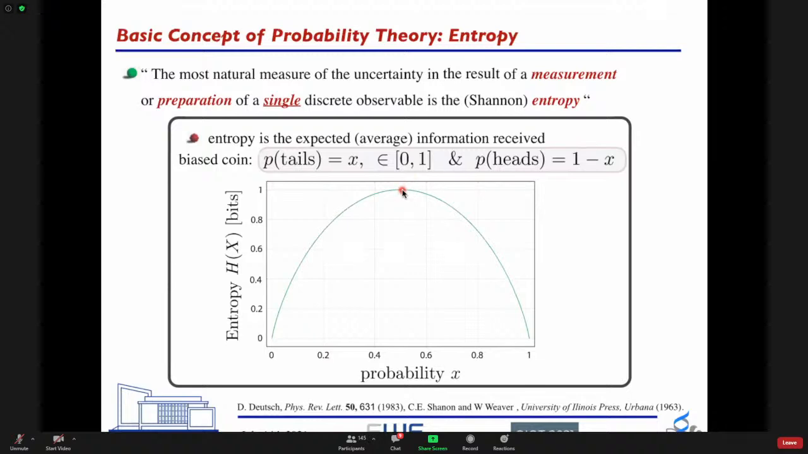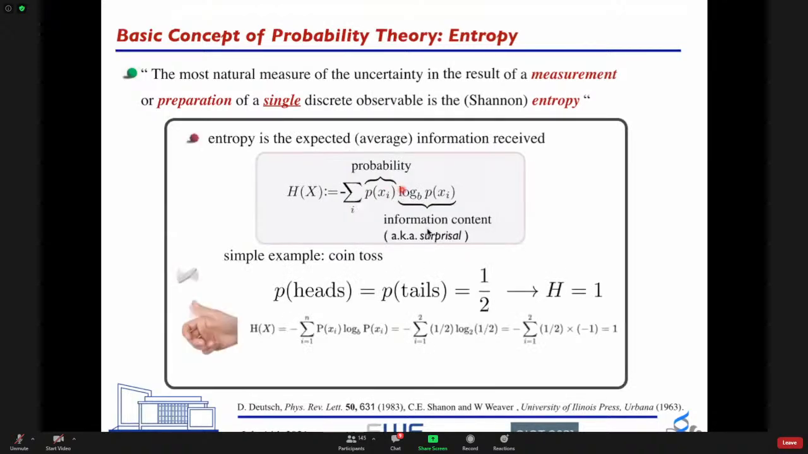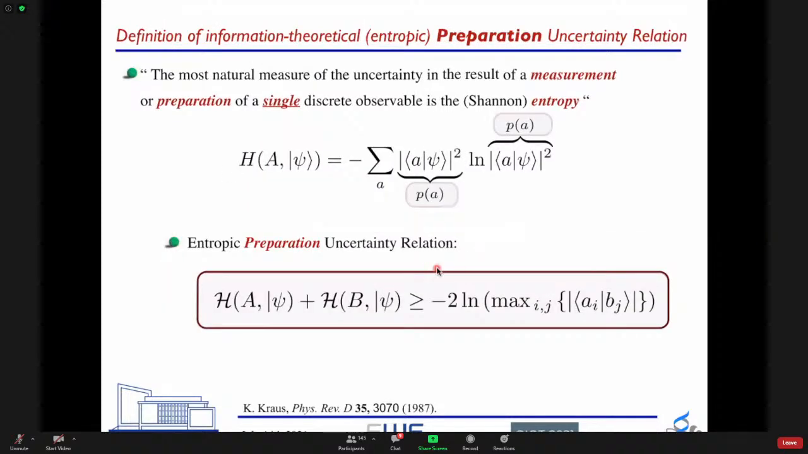We can take a look at this, for example, if we do a coin toss, where we have 1/2 for heads and 1/2 for tails. Here, the entropy is 1. So the maximum information gain of 1 bit is when the probabilities are equally distributed. So the entropy has the same properties as a random variable. This is a very important property of the entropy. And using this definition, we can move on to a quantum version of it.